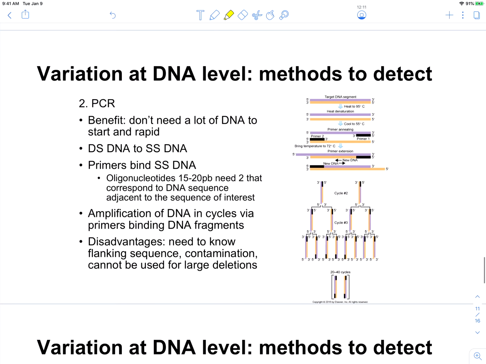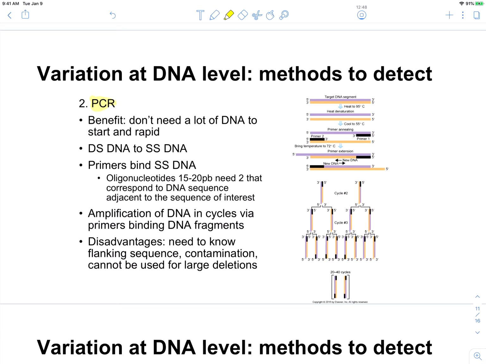Now, methods to detect variation: we showed southern blotting, but southern blotting is sort of an old way of looking at DNA. Nowadays, you use PCR, and one of the benefits of PCR is you don't need a lot of DNA to start with, and it's very rapid. Basically, PCR takes a very small amount of DNA and replicates it, so now you have a large amount of that same DNA. Then you can use different restriction enzymes, similar to what you did in your southern blotting, or you can make different probes and identify different sequences within the DNA.